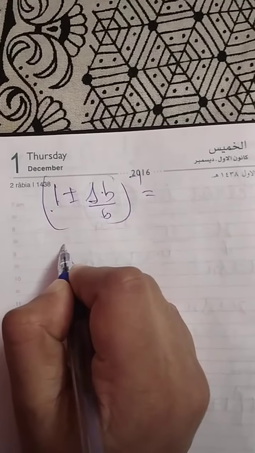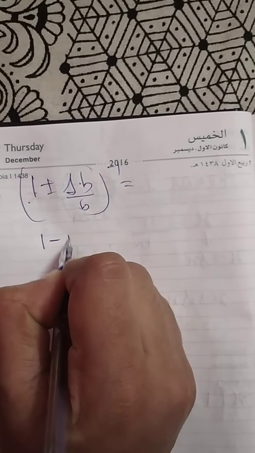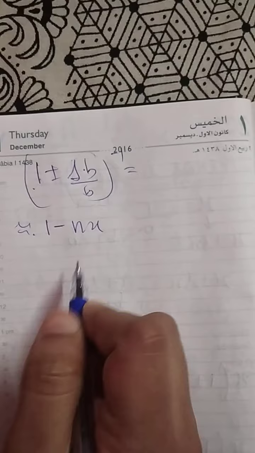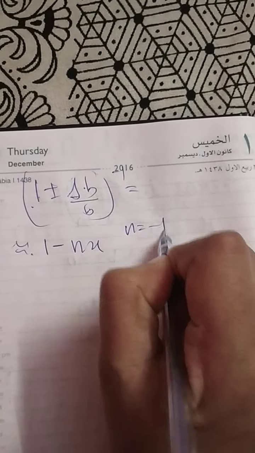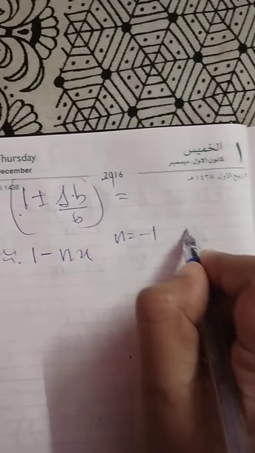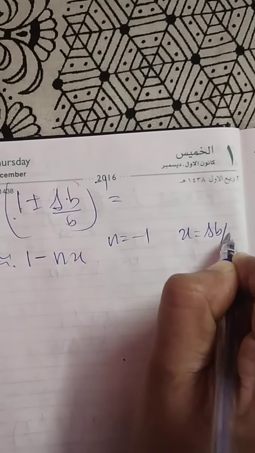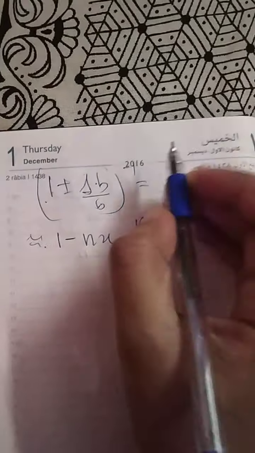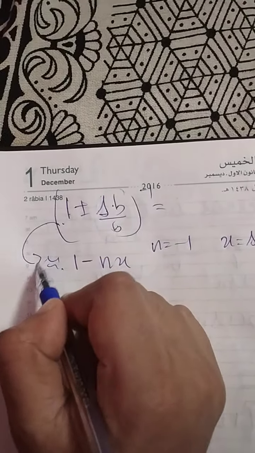So you know, you have the binomial expansion from where you can write this value approximately equal to 1 minus nx. What is the value of n? n is equal to minus 1. And what is the value of x? x is equal to delta b over b, right? So you have to just put it over here. This is the formula for binomial expansion.